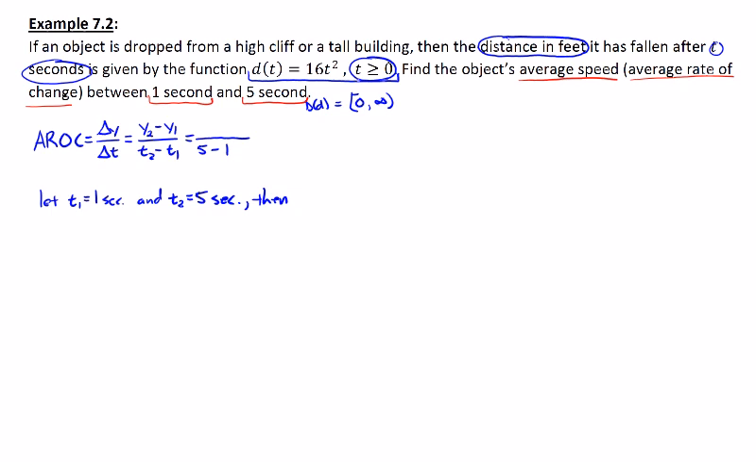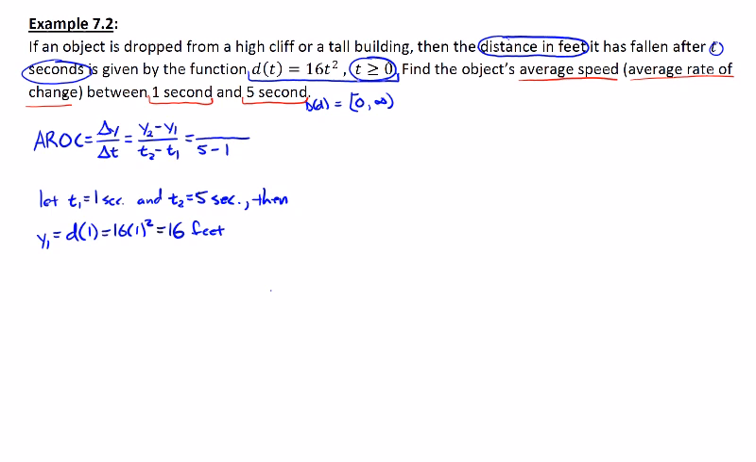y1 is going to be equal to the function with t1 plugged in. So I'm going to plug in 1 into this function. In other words, calculate d of 1, and that's going to represent y1. So 16 times 1 squared, which is going to give me 16. And I'm also told that distance from this function is supposed to be measured in feet. So this is going to be 16 feet.